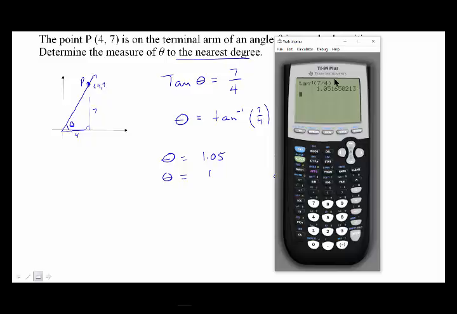All of those who got 60, you're in the right mode. Okay. The default for the TIs is in radians. It's in the R. We need to fix it.